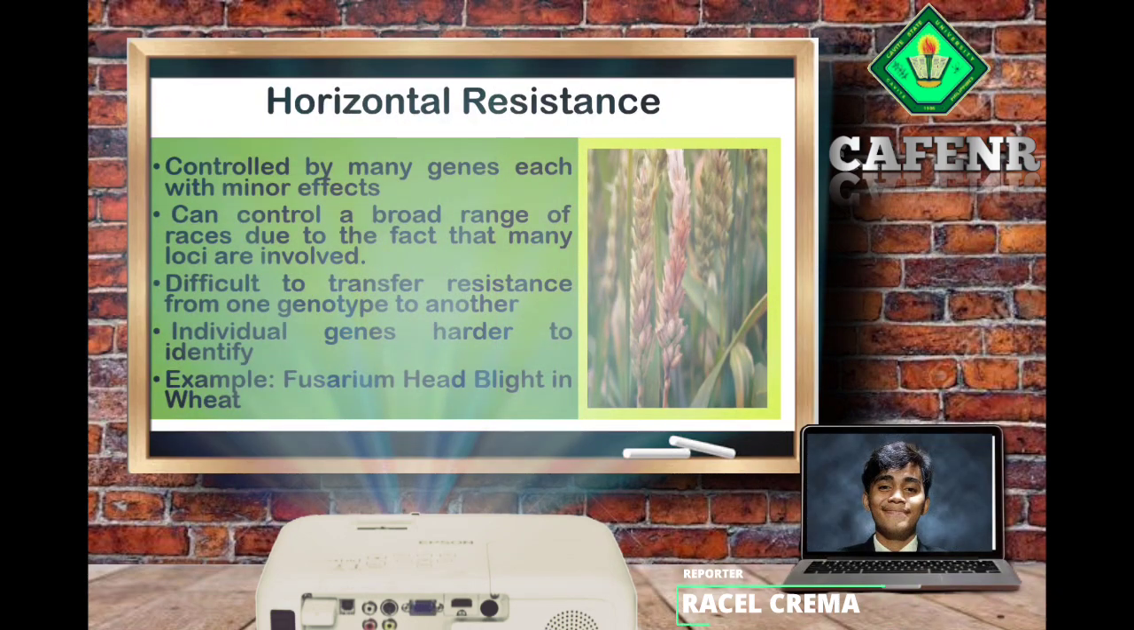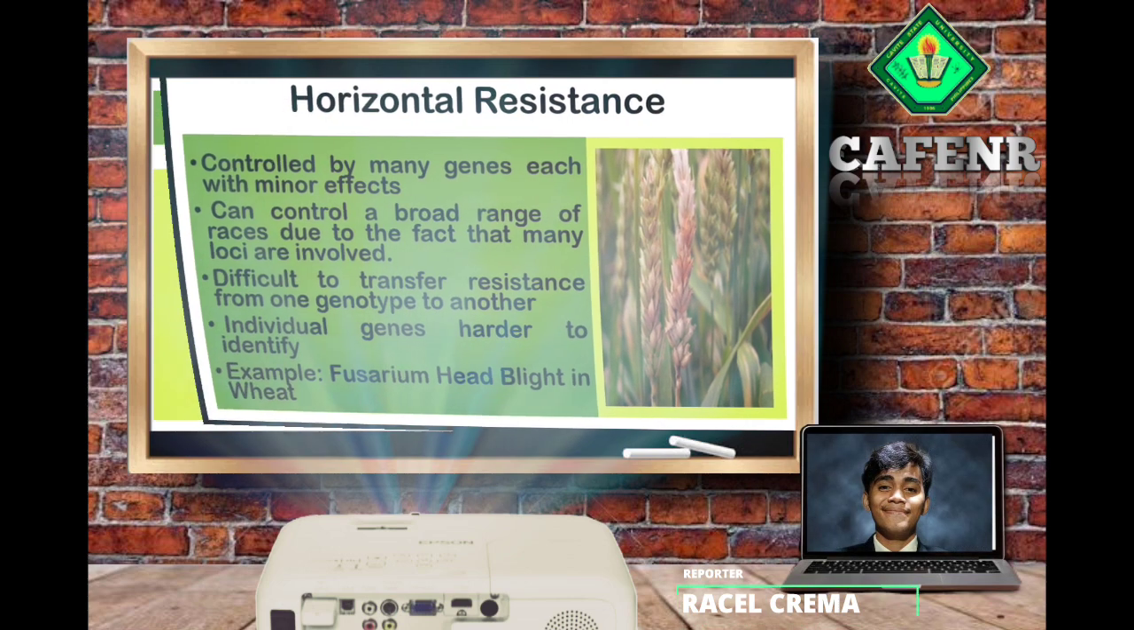Next is horizontal resistance. Horizontal resistance is controlled by many genes, each with minor effect. It can control a broad range of races due to the fact that many loci are involved. It is difficult to transfer resistance from one genotype to another, and individual genes are harder to identify. An example of horizontal resistance is Fusarium head blight in wheat.